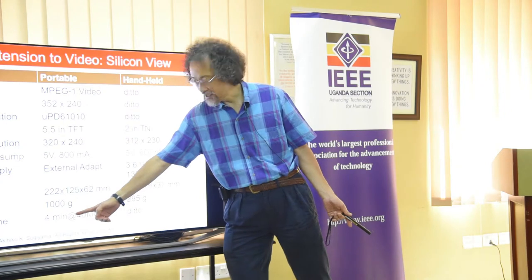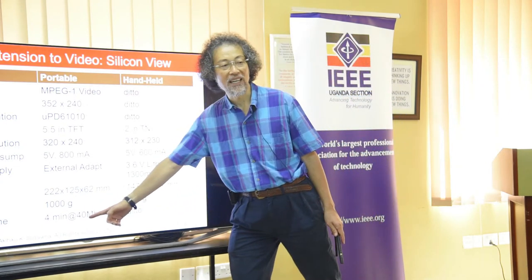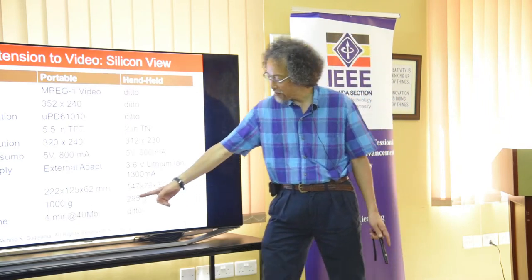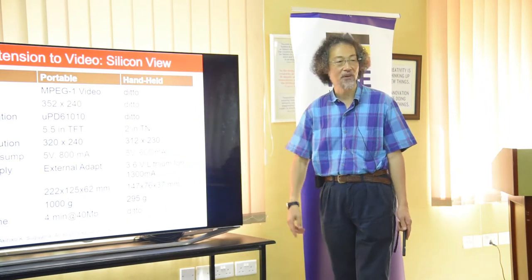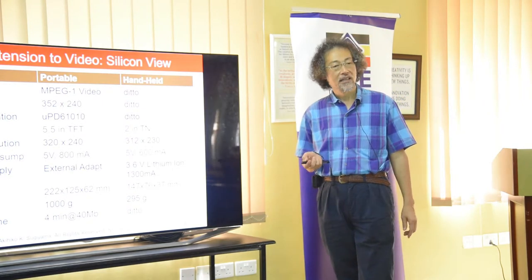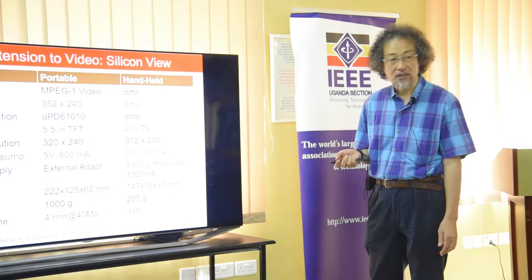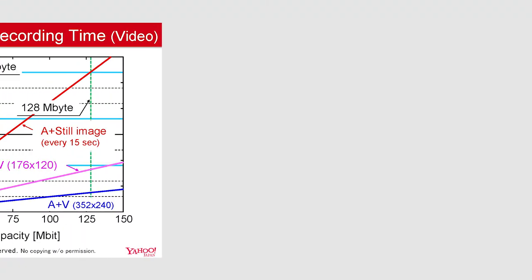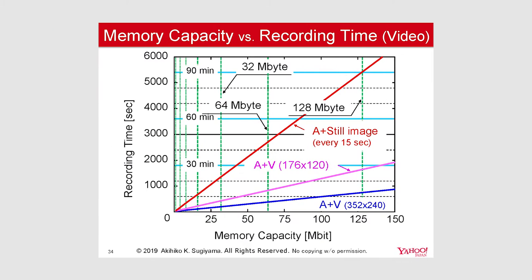Look at this, the recording time of the video signal was only 4 minutes, even if we had a 40 megabyte memory card, that is bigger than 32 megabyte. Video signals usually take a much bigger amount of information. So I'm showing something similar here for the video signal. Again, this is the memory capacity in megabit, but these green vertical lines are easier for you to understand. 32 megabyte, 64, and 128. Here is a 16 megabyte line.